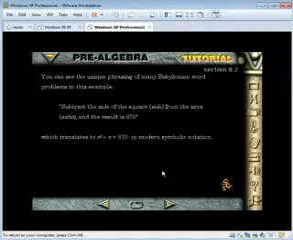You can see the unique phrasing of many Babylonian word problems in this example. Subtract the side of the square, sidi, from the area, asha, and the result is 870, which translates to x squared minus x equals 870 in modern symbolic notation.